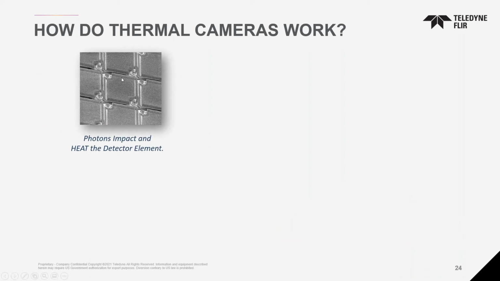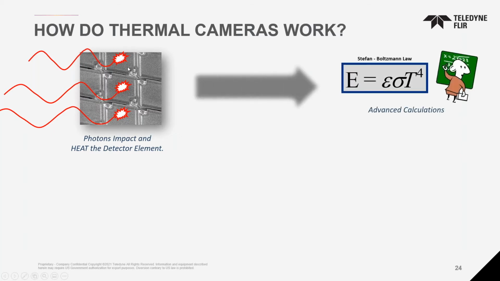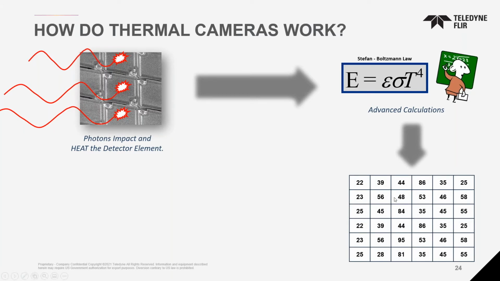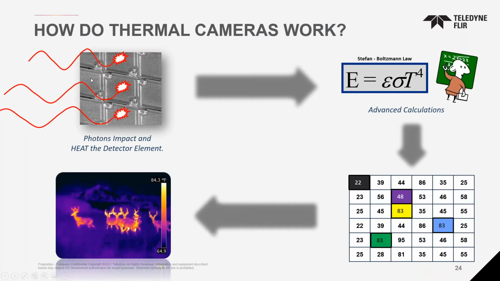On the top image here, these are the actual pixels of a thermal detector. You can imagine a grid array of multiple pixels, but this is what a typical pixel looks like. The new design is a little bit different. This is one of our older designs, but when an infrared photon hits the detector, it charges up the detector. We apply an advanced calculation called the Stefan-Boltzmann law, which puts a value to that intensity. So we have different intensities per pixel, and each value will have a color. That's why we're able to create an image based upon the energy.